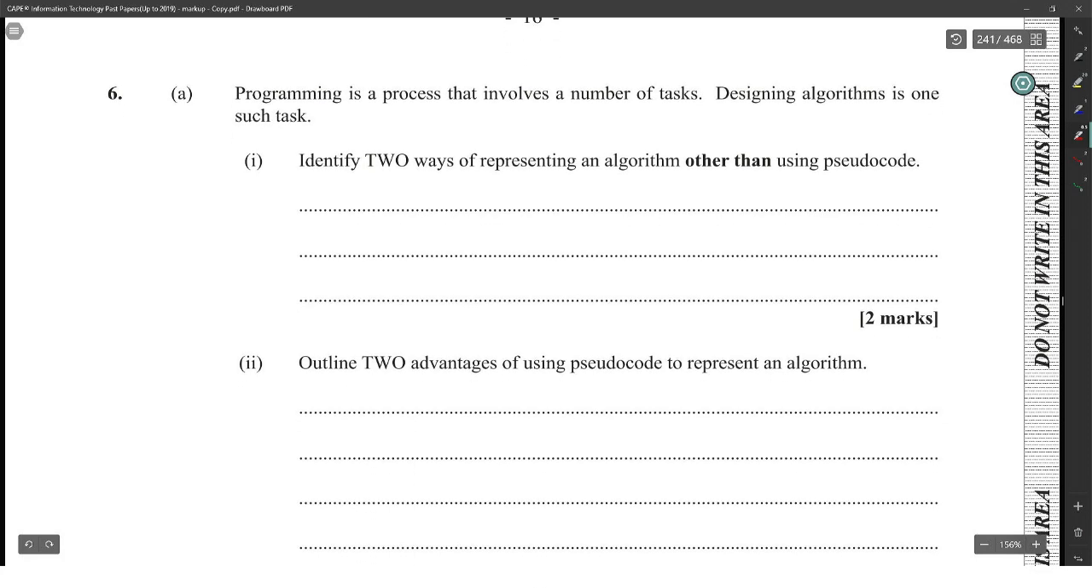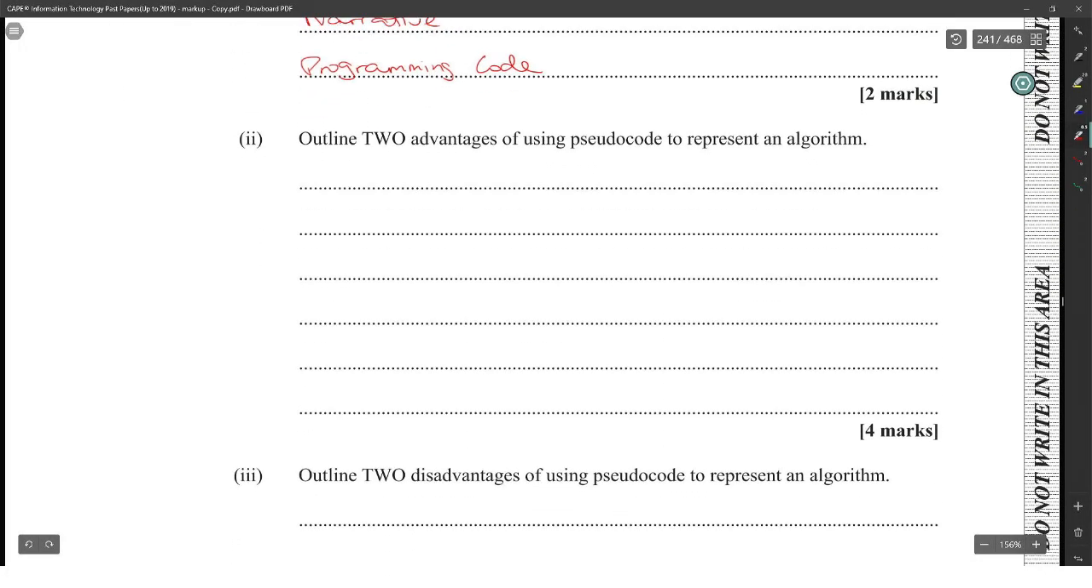Right. Number 6. Programming is a process and involves a number of tasks. Designing algorithms: the programmer has identified 2 ways of representing an algorithm other than pseudocode. Flowchart, narrative, and actual programming code. Any of those 3 should work.